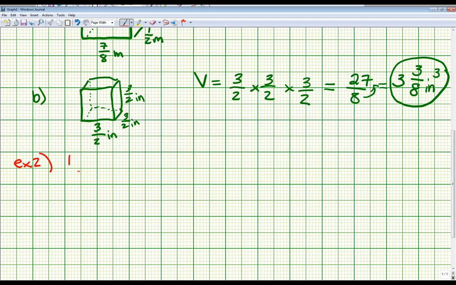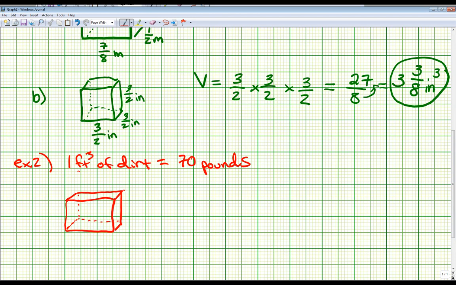The first thing they give us is that 1 foot cubed of dirt is going to weigh 70 pounds. So that's important information we need. And then they give us a picture of the dump truck bed. So if we want to draw a picture of that, let's do a little rectangular prism here. Let's pretend that this is the back of the truck. And let's put the measurements on it. So you don't have to actually draw the truck. We just need the back of the truck. So let's say this is the back of the truck. Here's some wheels if you wanted to put on some wheels.